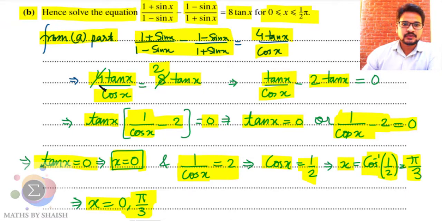In case we cancel this tan x, we will get only pi by 3, and in that case we can lose our marks. So be careful. We should not cancel terms like that unless it is a constant.